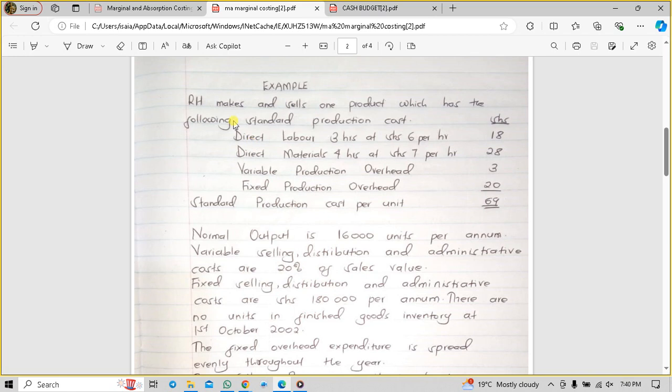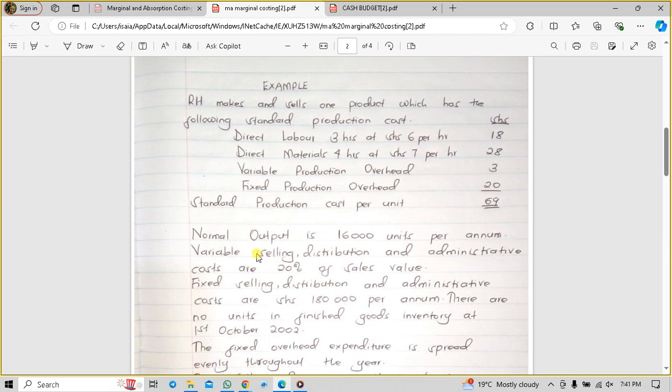where RH makes and sells one product which has the following standard production costs. So we have direct labor, 3 hours at 6 shillings per hour, direct materials, variable production overhead, fixed production overhead. Then we have the standard production cost per unit. We have also been told that the normal output is 16,000 units per annum, and it is good to note that this one is per annum.